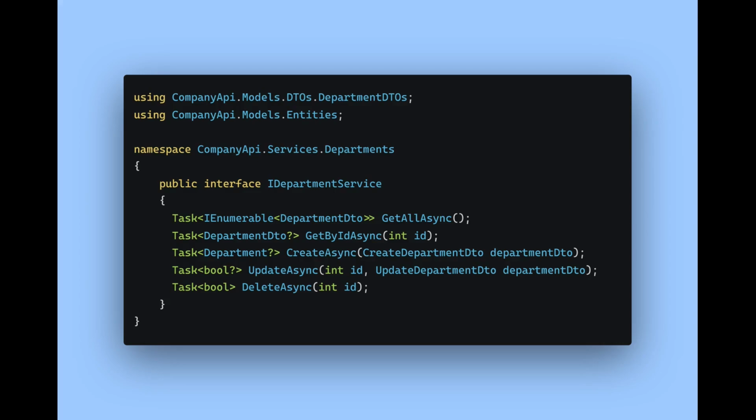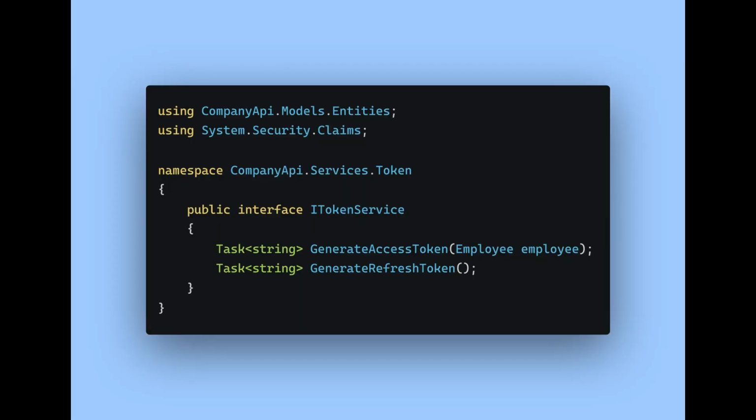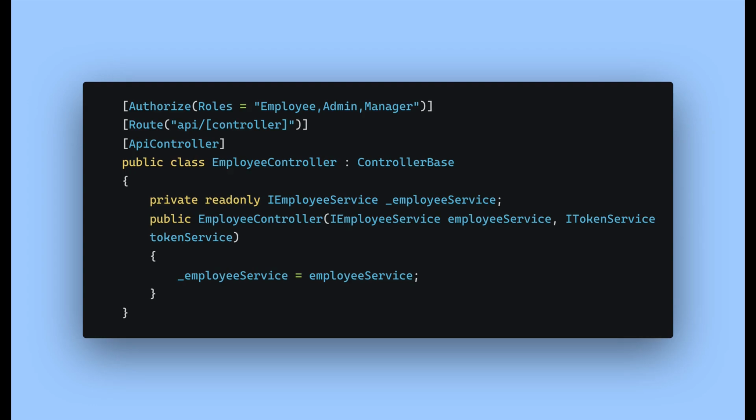This is the IDepartmentService interface, which defines operations for managing departments. It includes methods for getting all departments, retrieving a department by ID, creating, updating, and deleting a department. This is the ITokenService interface, which defines methods for token generation. It includes GenerateAccessToken for creating an access token based on an employee and GenerateRefreshToken for creating a refresh token.